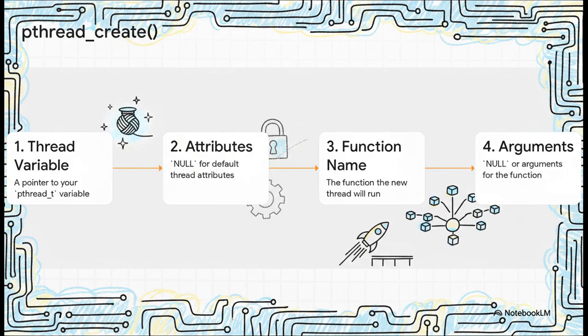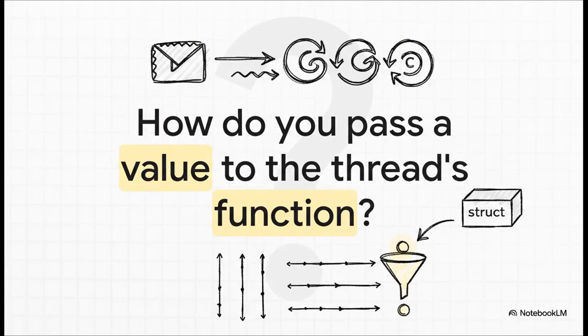It's the name of the function you want this new thread to run. And that last one, that's how you pass data into that function. And that last part immediately brings up a super important question, right? If our thread is off running its own separate function, how do we get information to it? Like, how do we pass it a number or some data to actually work on?